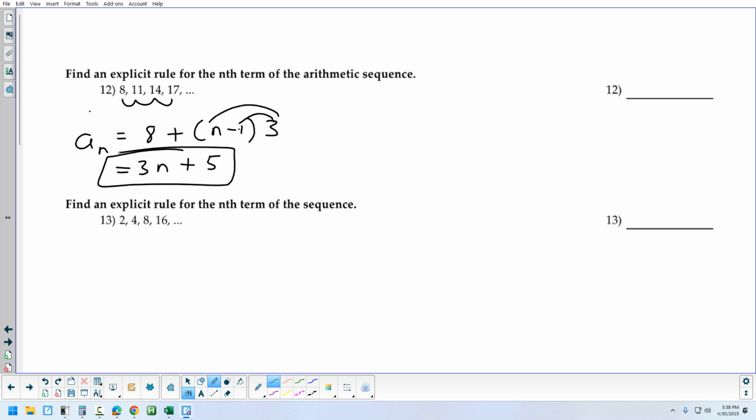Now, the bottom one just says find an explicit rule for the sequence. They do not tell you the type. So is this the type where you add the same number each time, or you multiply? It looks like you're multiplying by 2 each time. And if you're multiplying, do you remember the name of that kind of sequence? The geometric. Yep, geometric. All right, so it's a geometric sequence.